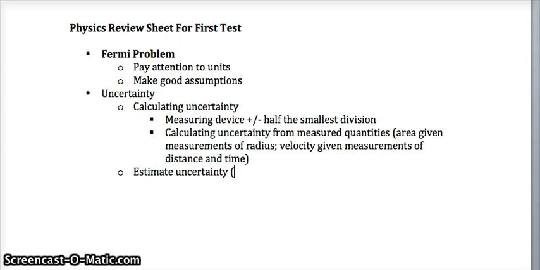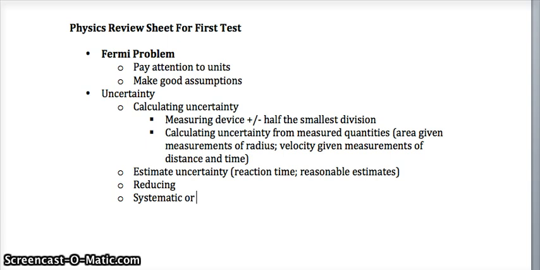So when you consider things like reaction time or reasonable estimates, you need to look at ways of reducing uncertainty, such as repeated measurements, and classifying uncertainty. By that I mean, is it systematic or random? So you need to know which is which, what causes which, and if you look at data, can you say that certain data is illustrative of random or systematic uncertainty, or both?